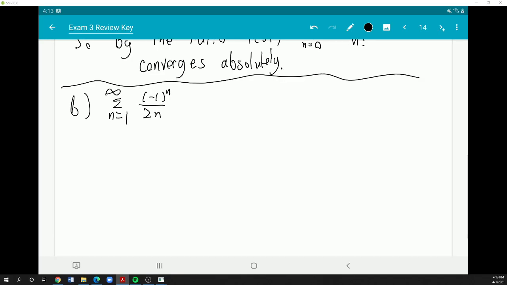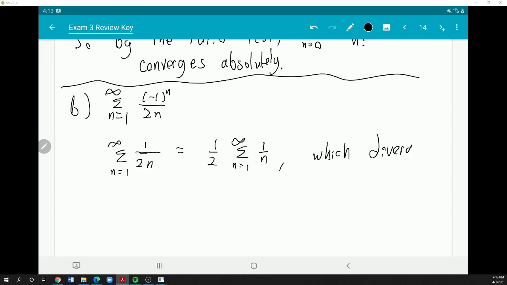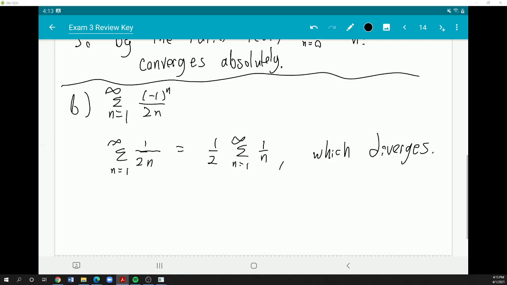Or doesn't converge absolutely. Because if I look at the sum from n equals 1 to infinity of 1 over 2n, that's the same thing as 1 over 2 times the sum n equals 1 to infinity of 1 over n, which diverges. Okay, so this is a series that diverges, and so this series does not converge absolutely.